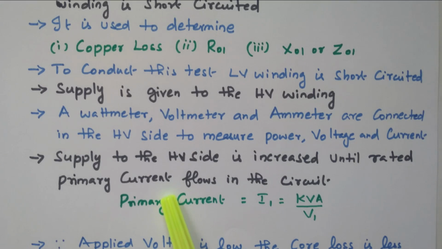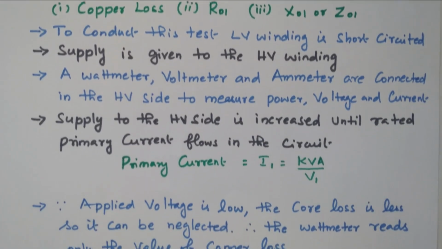In case of open circuit test, we applied primary rated voltage. Now we need to apply primary rated current. How will you find the primary current? I1 equals the kVA rating of the transformer divided by V1, the voltage of the primary winding. So kVA divided by V1, we can get the rated primary current. So by varying the variac, we need to apply rated primary current.